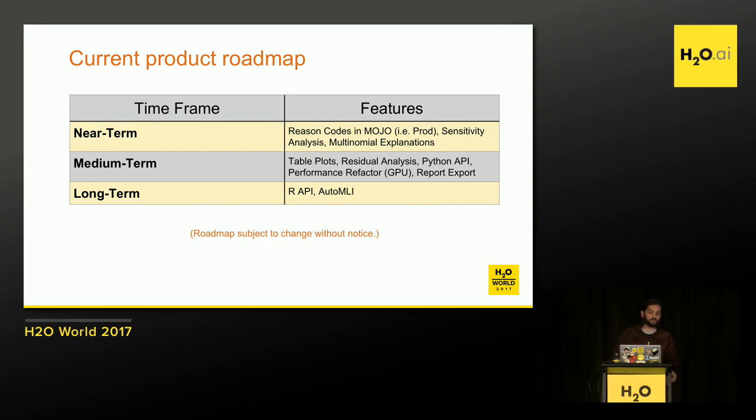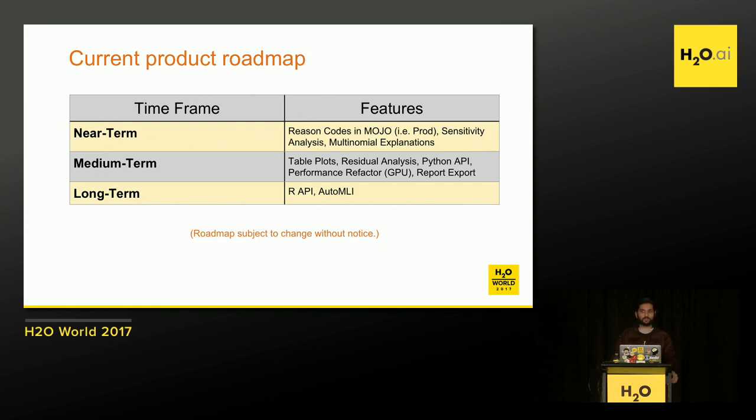Medium-term, we want to add in stuff like residual analysis and table plots. Table plots are sort of like target encoding, where you're looking at the frequency of the response for certain variables. We want to add in a Python API. We're thinking of maybe running this whole MLI on GPUs, but we haven't explored it enough yet. And we also want a way to export a report that people can use. You can go through this whole MLI application, but at the end, most people want something tangible that they can take to their boss or to the regulator, something they can use to prove that their model is adequate or to prove that the model is inadequate.